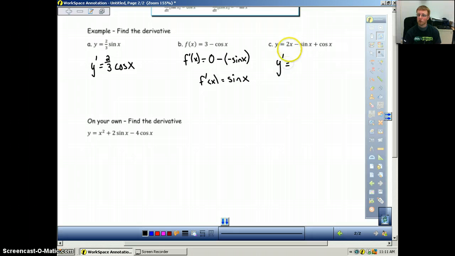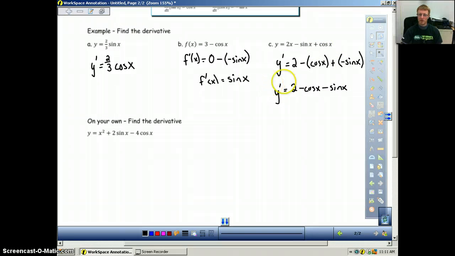Okay, and then our last one here, again, do these all one at a time. The derivative of 2x is 2 minus the derivative of sine of x is cosine of x, plus the derivative of cosine of x is negative sine of x. So we end up with y prime equals 2 minus cosine of x minus sine of x. Okay, so again, once you do the derivative of each one, make sure you simplify your signs and get everything that you need. Don't make this too difficult.